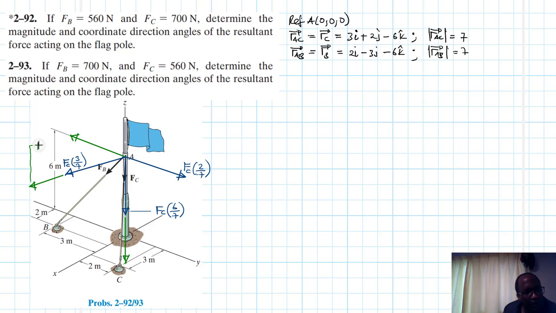So this one is FB times 2 divided by 7. And this one is FB times the run along the y-axis, which is 3 divided by 7. And this one is FB times the rise, but it's going down, 6 divided by 7. So we have all these components.